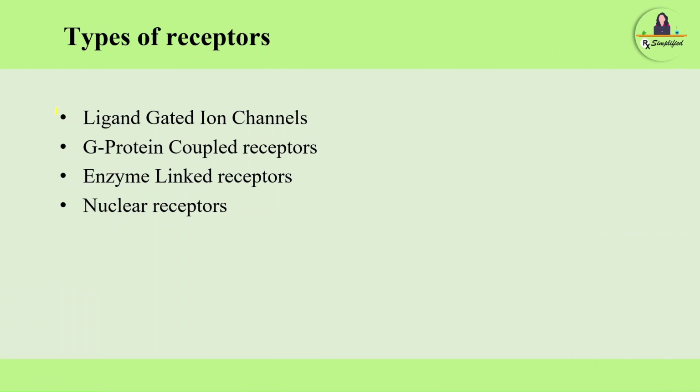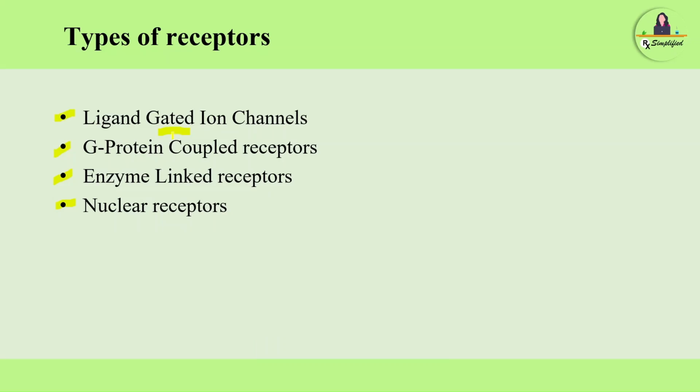There are four types of receptor in our body. First one is ligand-gated ion channel. Second is the G-protein coupled receptors. Third is the enzyme linked receptor, and last one is the nuclear receptor. So, what is ligand-gated ion channel receptor? In ligand-gated ion channel receptors, when any drug binds to the receptor, ion channels open, and ions start movement from inside to the outside.